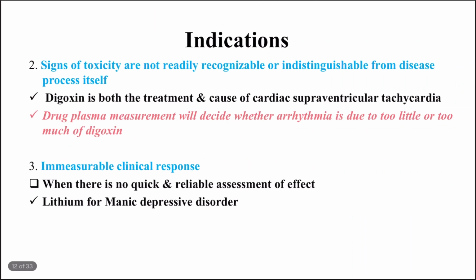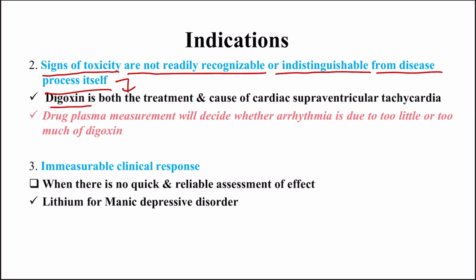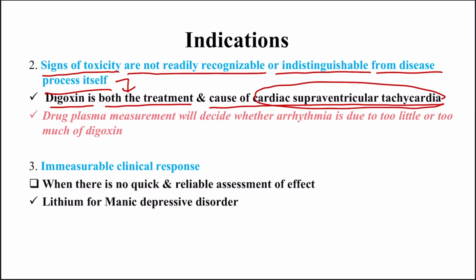Then coming to the next indication, that is when the signs of toxicity are not readily recognizable or indistinguishable from the disease process itself. Like, let us take an example for this. We know that digoxin is both the treatment and cause of cardiac supraventricular tachycardia. That is, in cardiac supraventricular tachycardia, the management is digoxin. But digoxin can itself also cause cardiac supraventricular tachycardia.